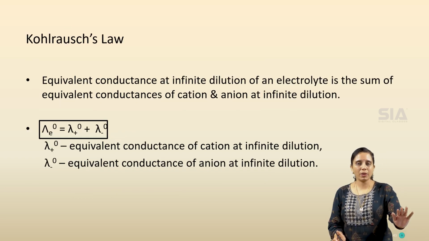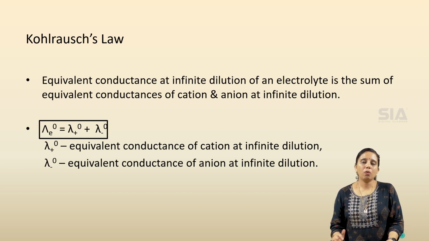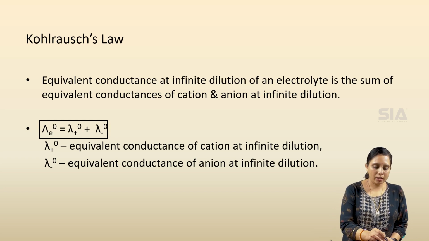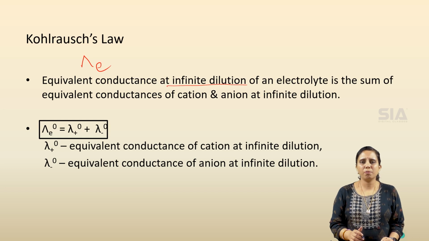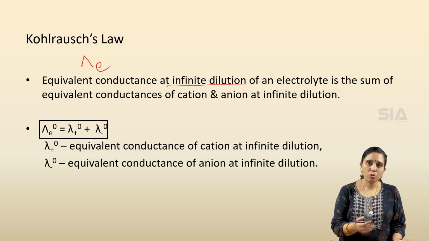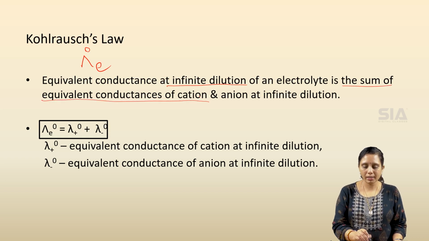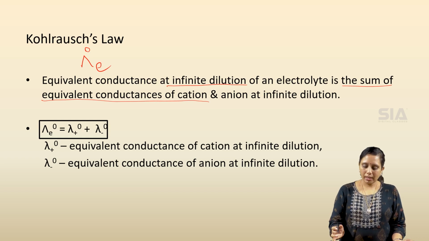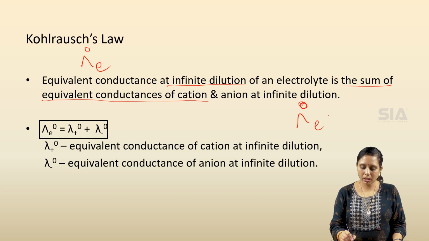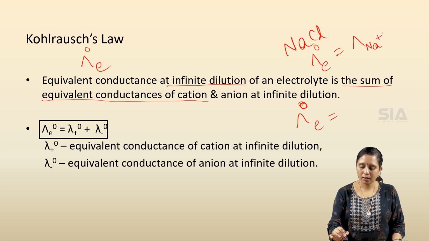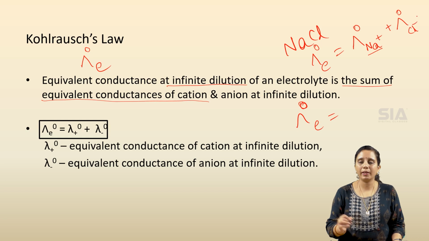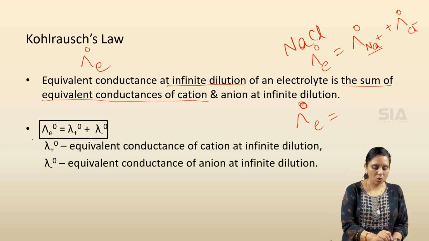Coming to Kohlrausch law. Now, as we have understood the terms of electrochemistry, let us know about Kohlrausch law. Kohlrausch law states that equivalent conductance at infinite dilution, lambda E naught, of an electrolyte is the sum of equivalent conductances of cation and anion at infinite dilution. Infinite dilution means the dilution is very high, that means a large amount of water is added to the electrolyte. If we take NaCl, lambda E naught of NaCl is equal to lambda at infinite dilution of Na plus plus lambda at infinite dilution of Cl minus ion. So cation and anion. This is Kohlrausch law.